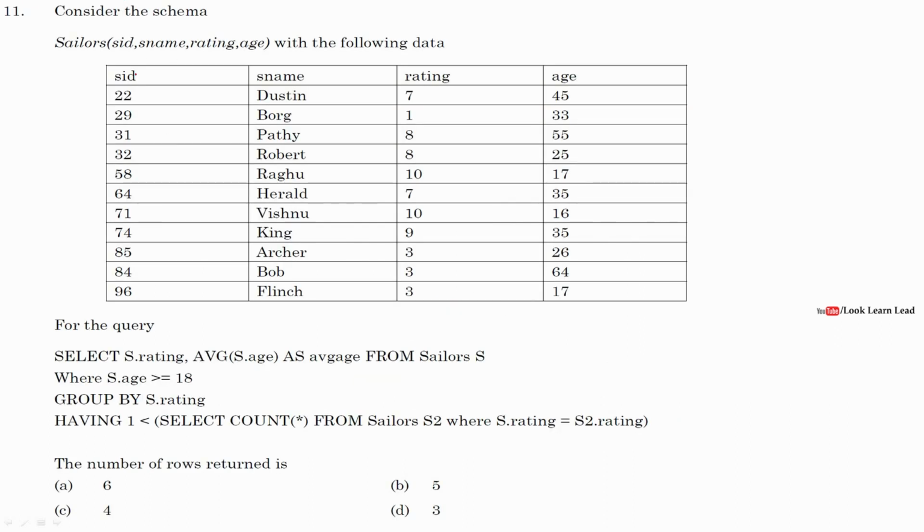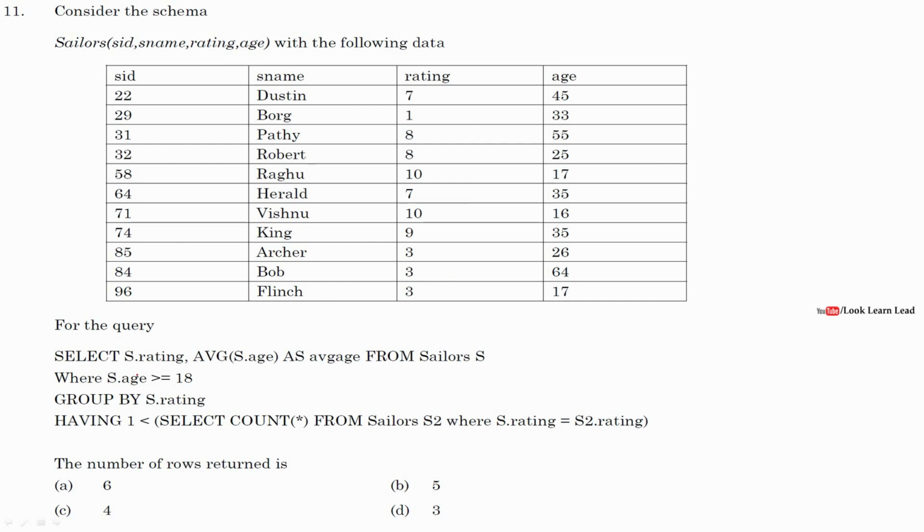In this question we are given a relation and a query, and we are asked what would be the number of rows returned by this query. The first statement of the query is select s.rating, average s.age as f gauge from sailors. This is our sailors relation, and in this we have 1 to 4 attributes.